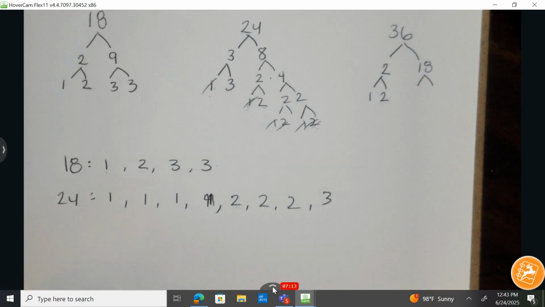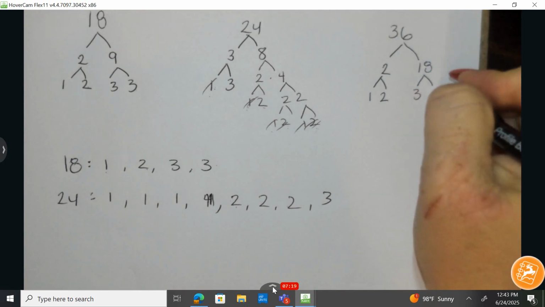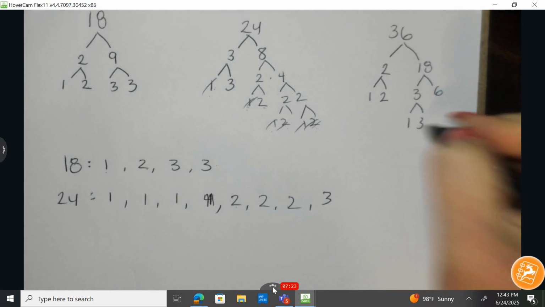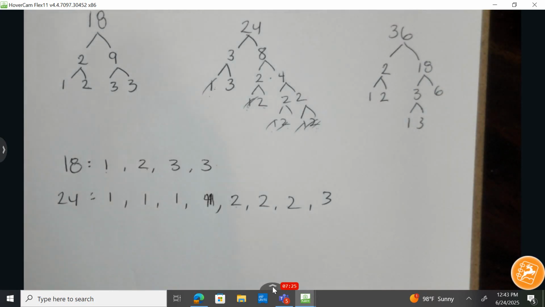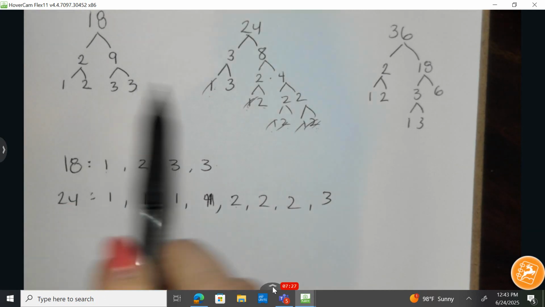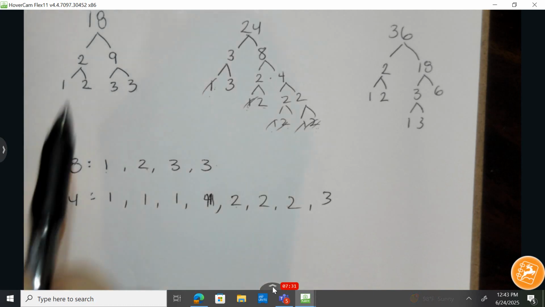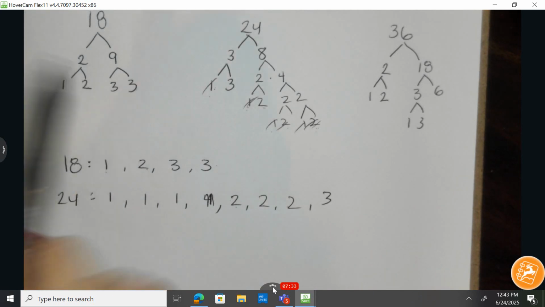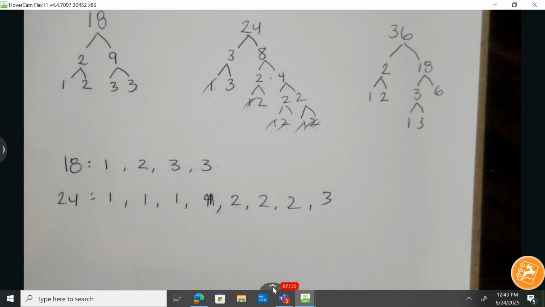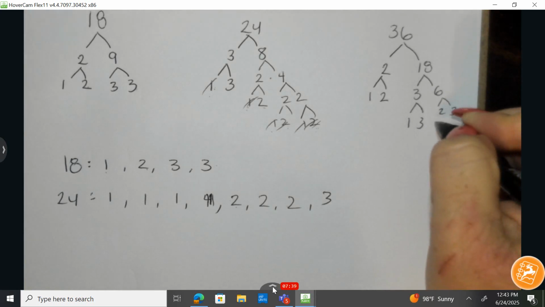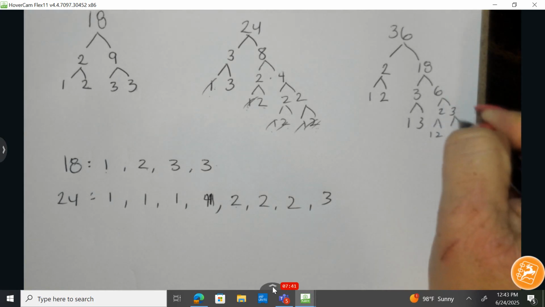18. 18 can be achieved by 2 times 9 or 3 times 6. You choose. Maybe I'll do 3 times 6. Now, the only way to achieve 3 is 1 times 3. It's in prime form. Notice 1 and 2 are prime, 3 and 3 are prime, 1 and 3 is prime. You're going to keep breaking it down until the numbers at the end of each branch of this tree are only prime numbers. 6 is broken down to 2 times 3, and we know that 2 is prime and 3 is prime.